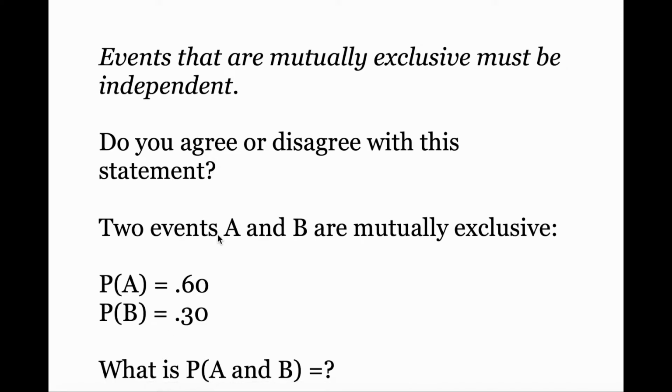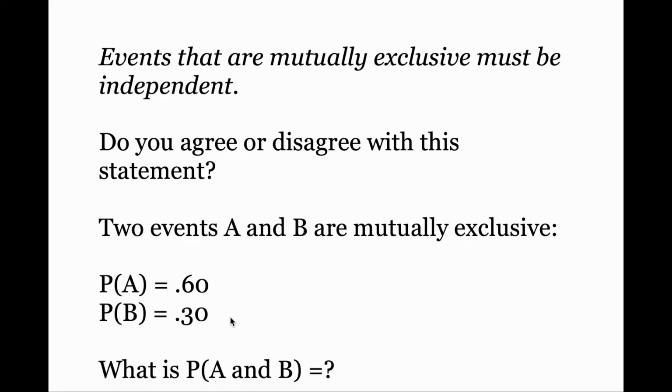Here we are given two events, A and B. We are told that A and B are mutually exclusive events. Probability of A is equal to 0.60 and probability of B is equal to 0.30. We are asked, what is the probability of A and B?